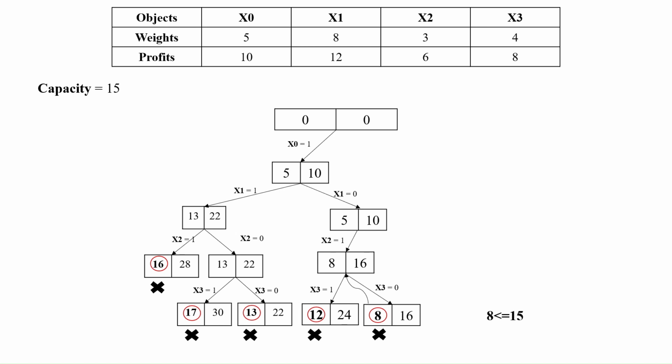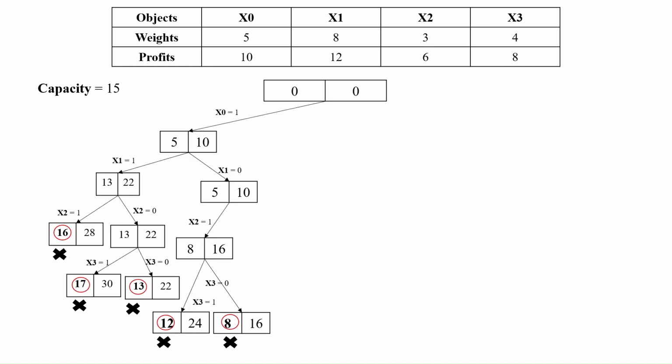That means we have to backtrack to its parent node. So the x2 object is considered, but the not-considering-x2 path is not done. That means we have to do that particular process, that is, not consider that particular x2 object. As we discussed before, while not considering that object, the data in the parent node is the same as the data in the child node.